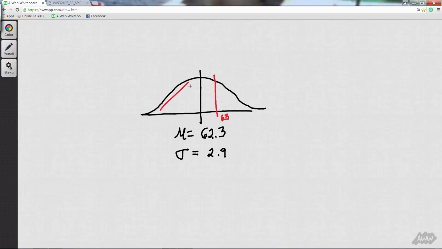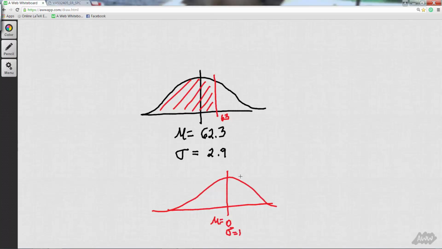63. And I'm looking for this probability. And this is the whole thing of learning to read that z-table. What you're doing with the z-table is standardizing your mean to 0 and your standard deviation to 1. So basically what I'm trying to do is figure out what that z value is, and then I can look it up in the table. Well, we know how to do that with this formula.